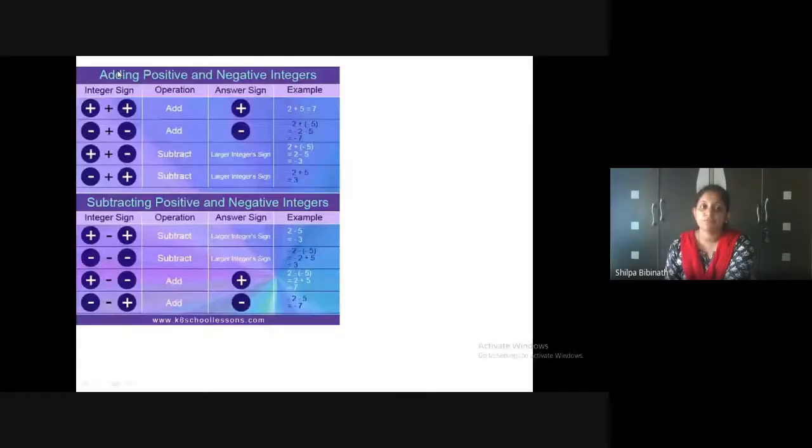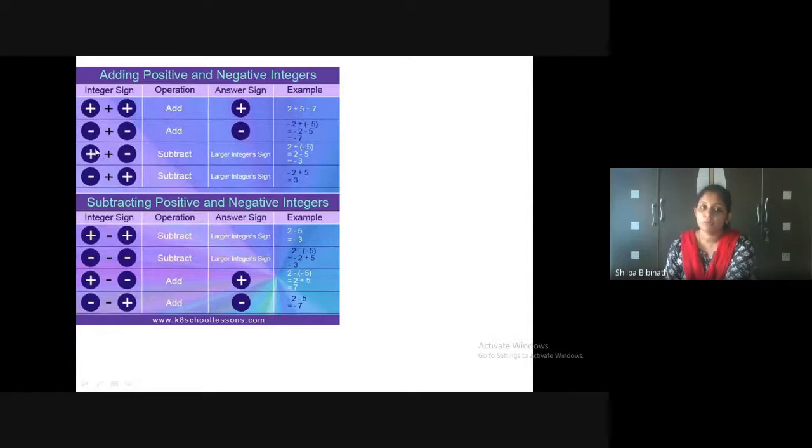Here, addition of positive and negative integers. When both are plus, when we are adding both positive numbers, the answer will always be positive. When you are adding both negative numbers, you are going to add, but the sign will be the common sign. It will be minus.